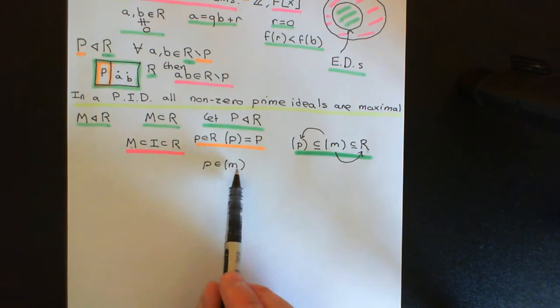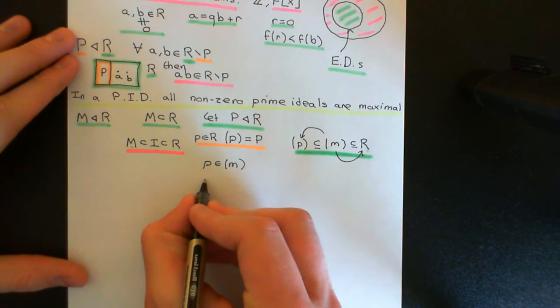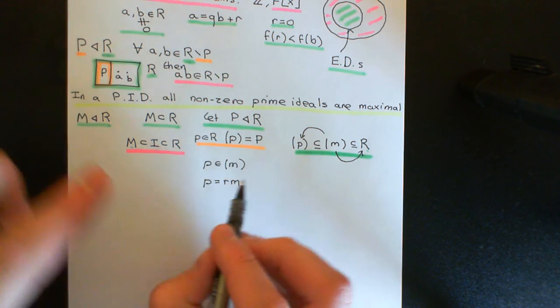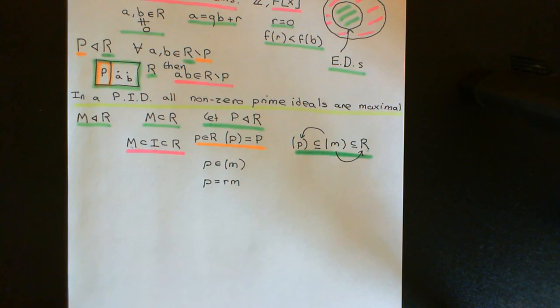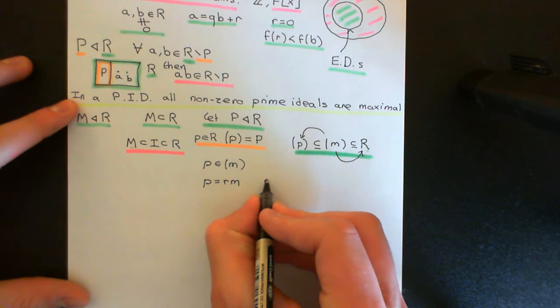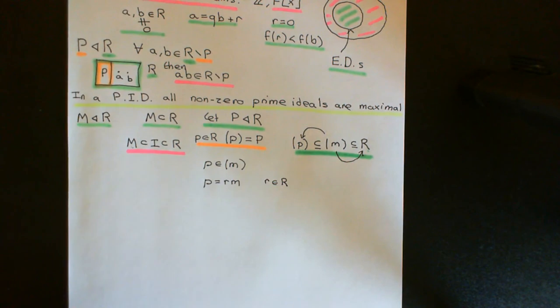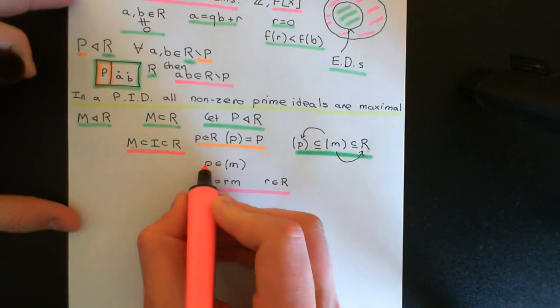Now, anything that's in the principal ideal generated by M is of the form some element of the ring times M. So that means that P is going to be equal to R times M, a multiple of M. Again, that's just using the definition of a principal ideal. So R here is just some element of our principal ideal domain, capital R here. Right, so that's perfectly reasonable as well.